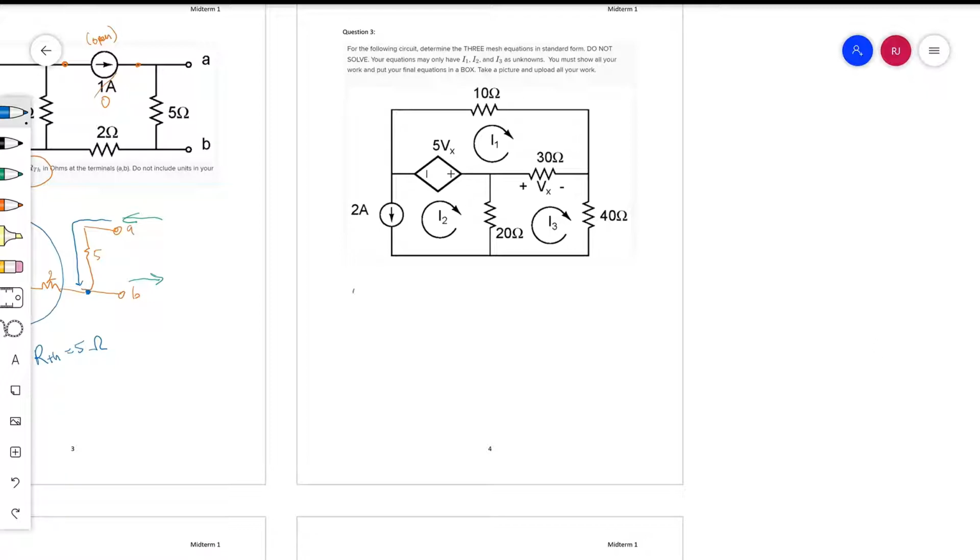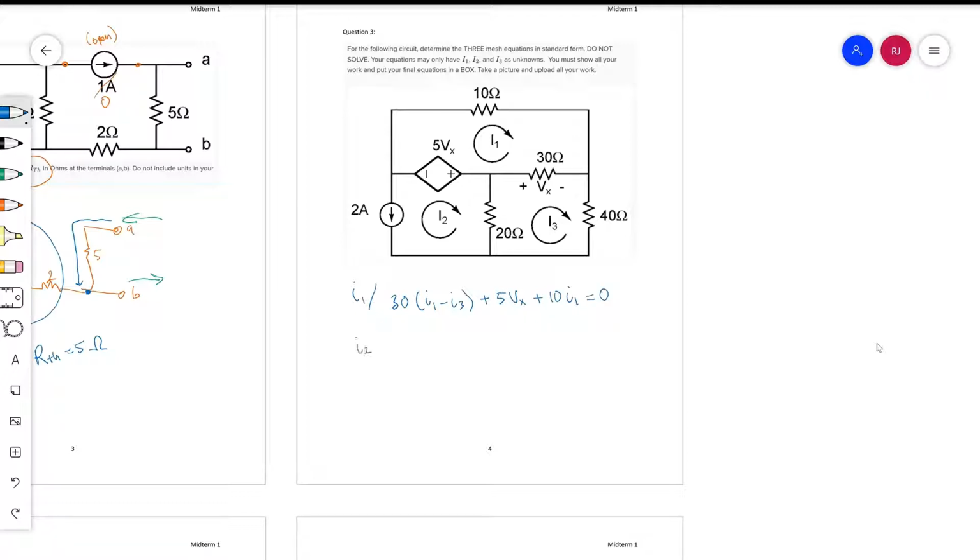So the mesh equation for I1, starting with the 30 ohm resistor, would be 30 times (I1 minus I3), and it's minus I3 because we're focused on the I1 mesh right now. And then it goes through that plus 5 Vx, and then it goes through that 10 ohms, and then you set this equal to 0.